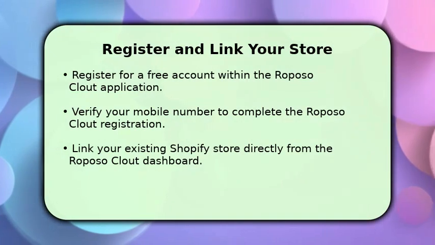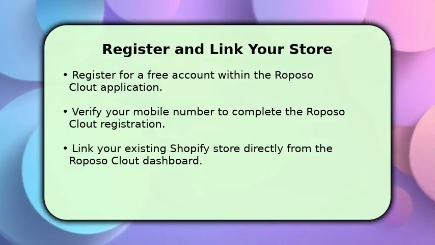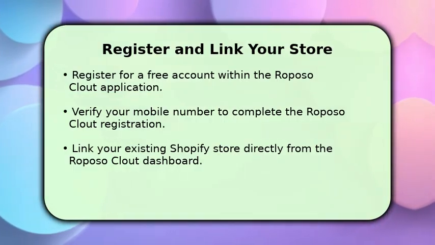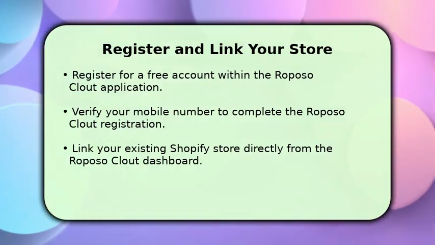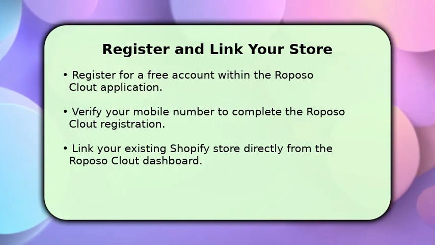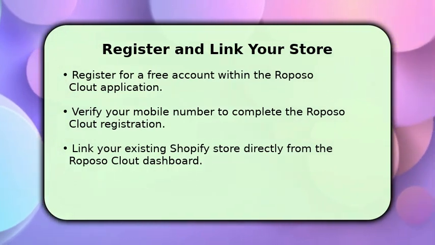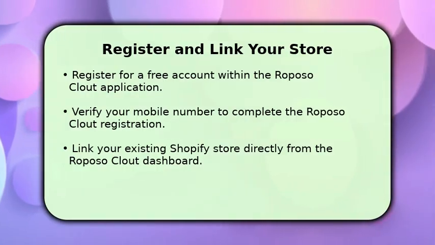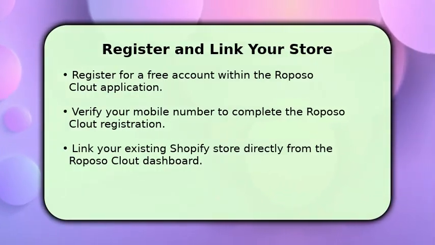After installing the app, the next crucial step is to register your Roposo Clout account and link it to your Shopify store. You will need to register for a free account within the Roposo Clout application and verify your mobile number. Once registered, you can easily link your existing Shopify store directly from the Roposo Clout dashboard, typically with just a few clicks. This establishes the connection for product synchronization.